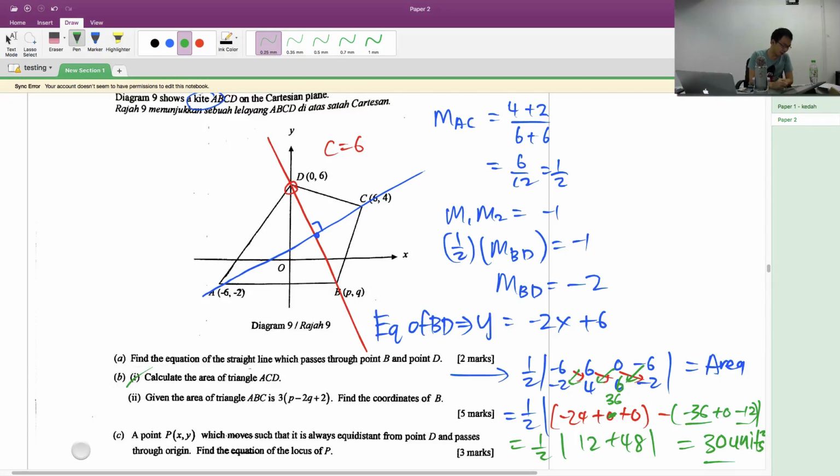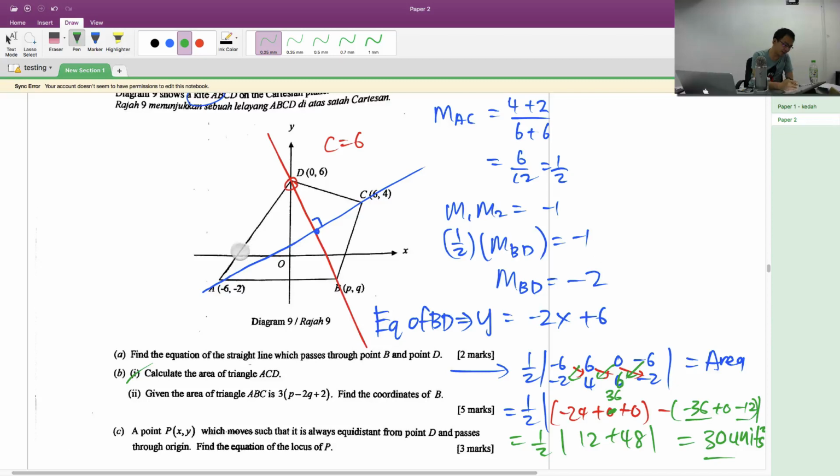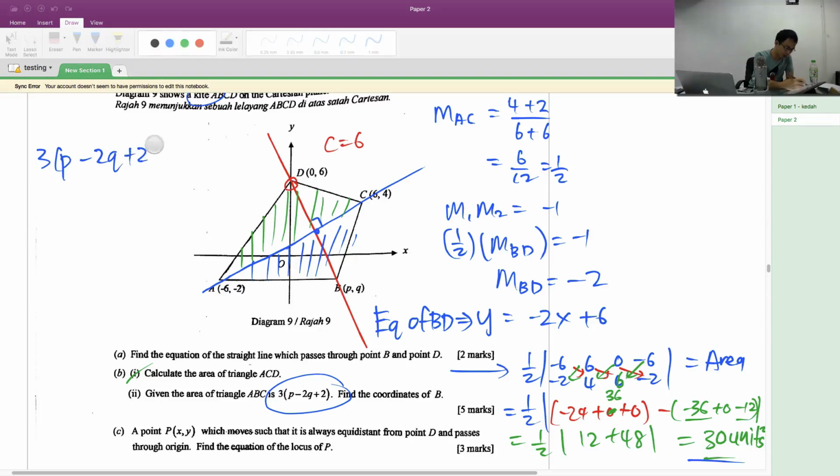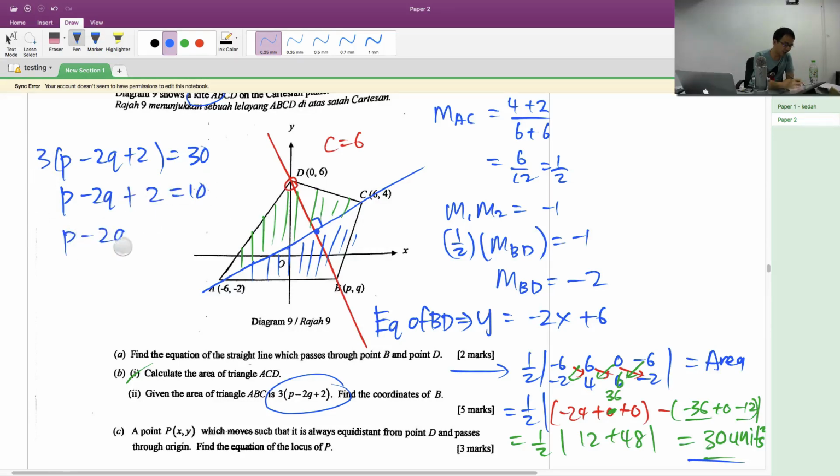Then we solve B1. Okay, B2, given that the area of ABC is that one. And then find the coordinate of P. Since this is a kite, that means the area of this half is totally the same as the area of the other half. So I can assume this one equals 30. So 3P minus 2Q plus 2 equals 30. So P minus 2Q plus 2 equals 10, because I divide by 3. So P minus 2Q equals 8.